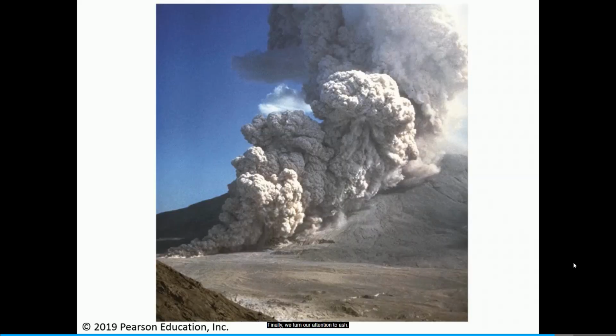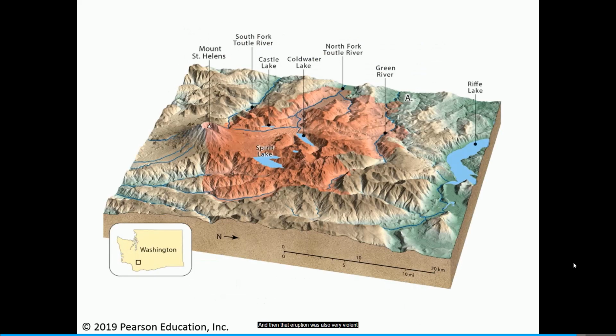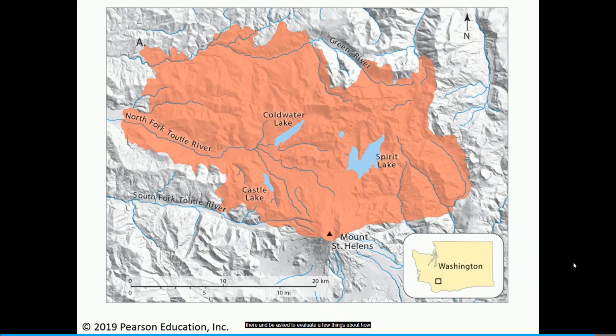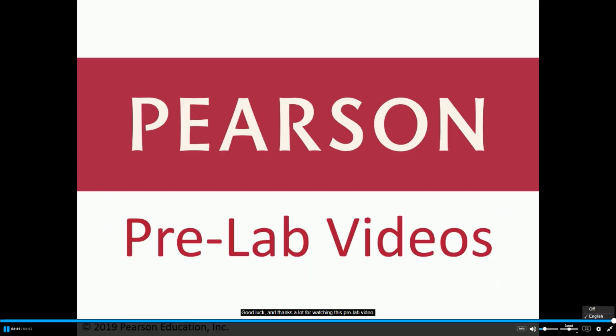Finally, we turn our attention to ash. Here's a pyroclastic flow, but we're going to take a look at ash fallout from the eruption of Mount St. Helens in 1980. That eruption was also very violent right in the area of Mount St. Helens, with a flank collapse of the volcano. So you're going to take a look at the damage area there and be asked to evaluate a few things about how that eruption went down. So that's a preview of what we're doing in lab this week. Good luck, and thanks a lot for watching this pre-lab video.